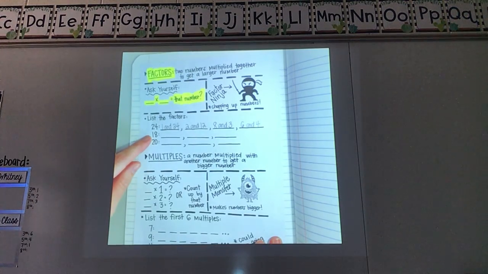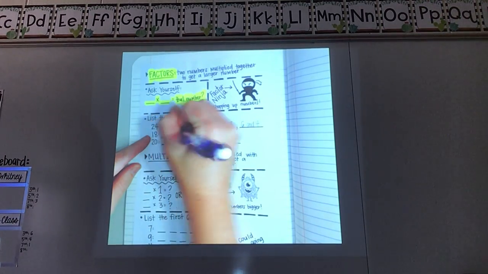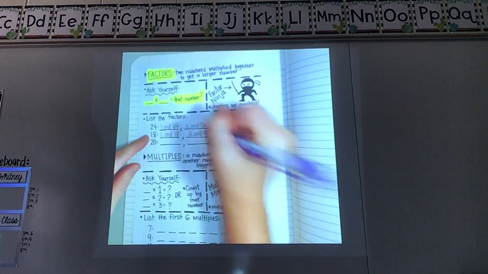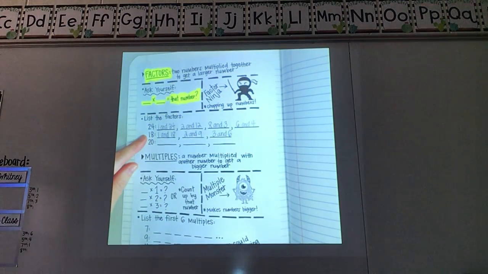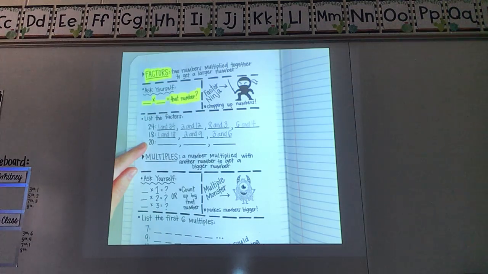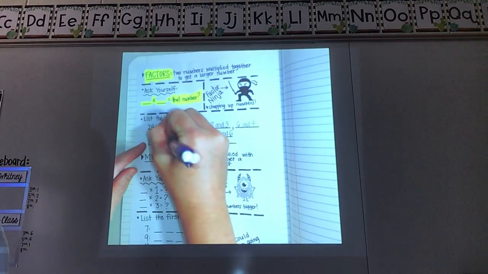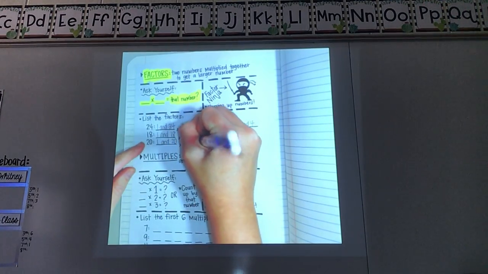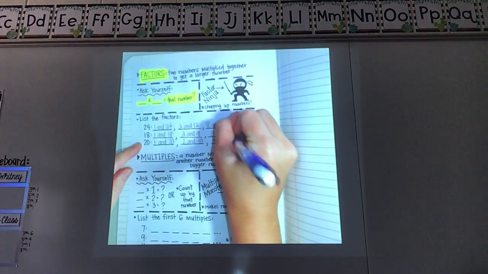Let's go ahead and try 18. You try to think of some as I go through. 1 and 18, 2 and 9, 3 and 6. Those would be all of the factors for 18. Let's do one last example, which would be for 20, trying to think of two numbers that multiply together to equal 20. 1 and 20, 2 and 10, 4 and 5. Those would be all of the factors for 20.